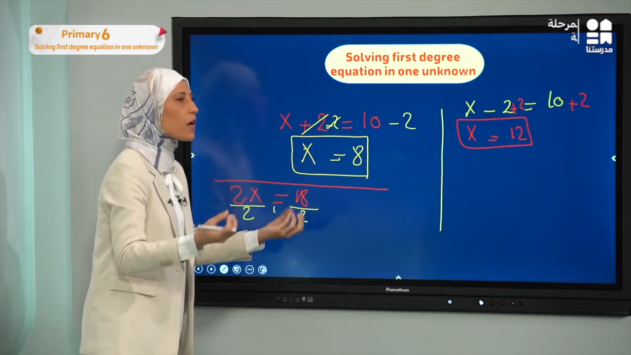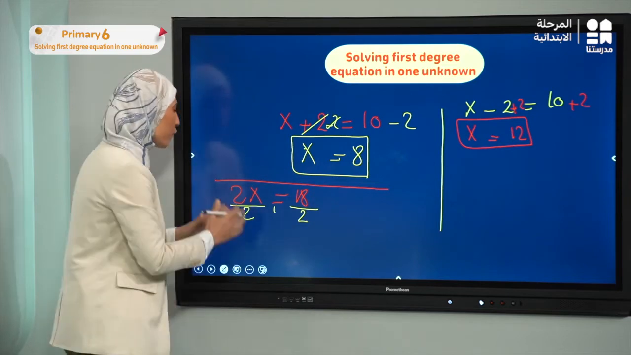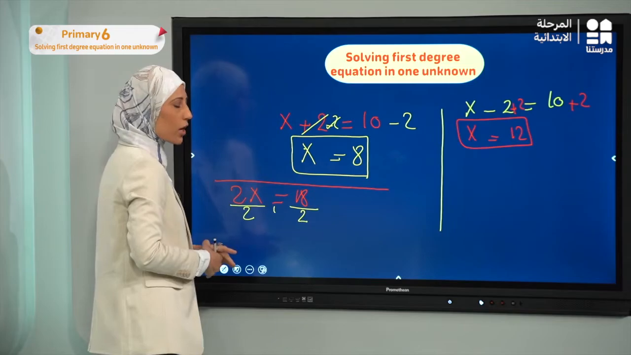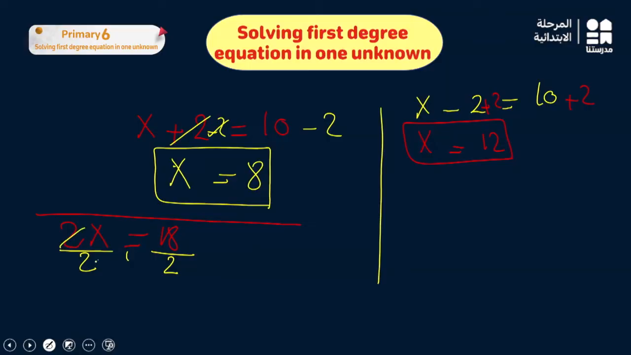Equation means two sides must be equal to each other. So if I do something in the first side, I have to do the same thing in the second side. So 2 divided by 2 gives me 1. 1 times x will be x. 18 divided by 2 equals 9. Now I can find that the value of x will be 9.